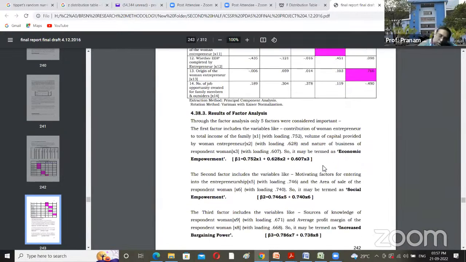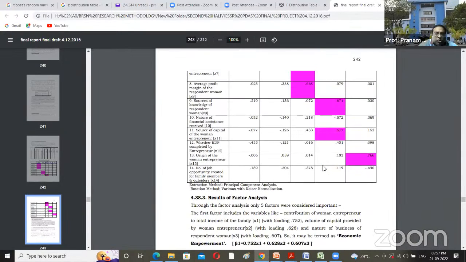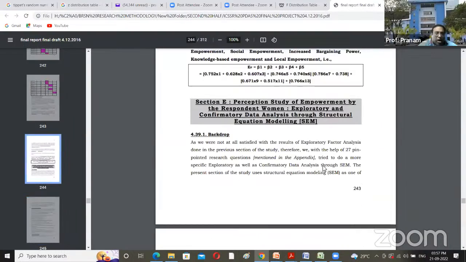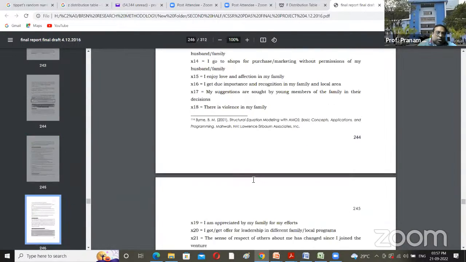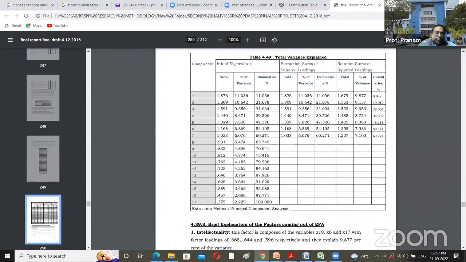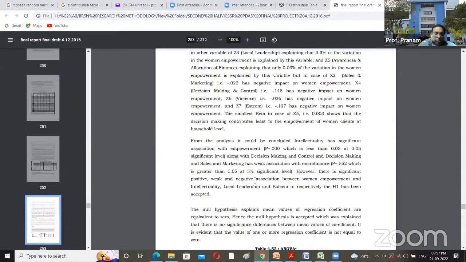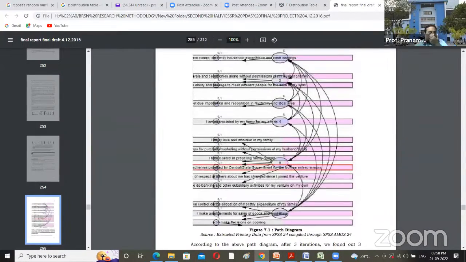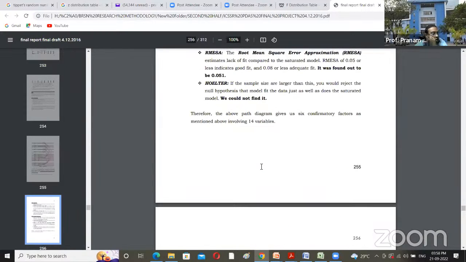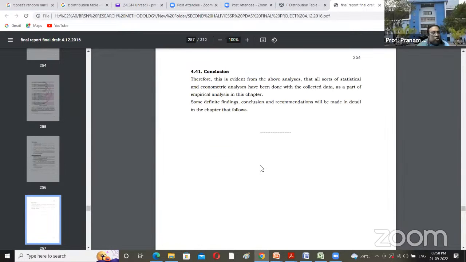This is my research report of the major research project, and this is the factor analysis conducted. And in the last part, I took the perception study of empowerment with the help of structural equation modeling, that is SEM. Here also we got the diagram and analysis. After that, this is the explanation, and this is the path diagram. This is also explained, and this path diagram has certain indicators. This was also explained. This was the chapter wise conclusion.